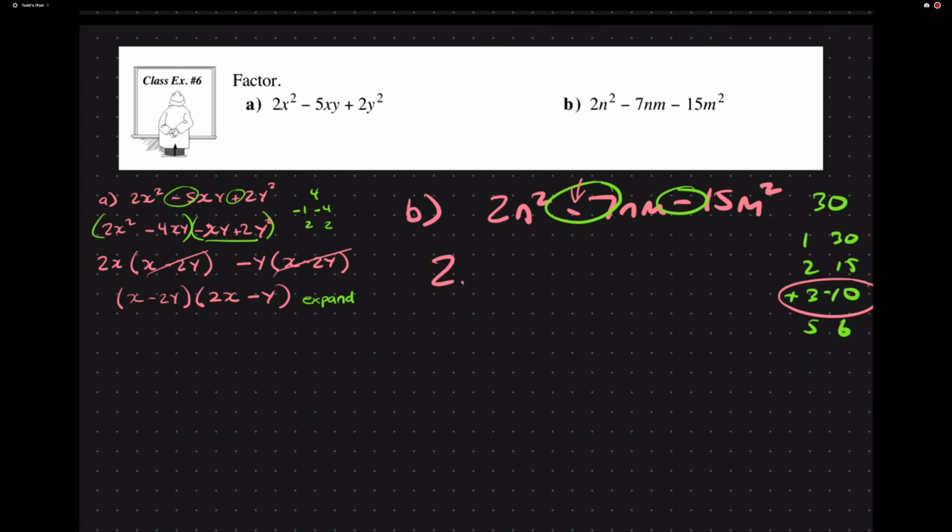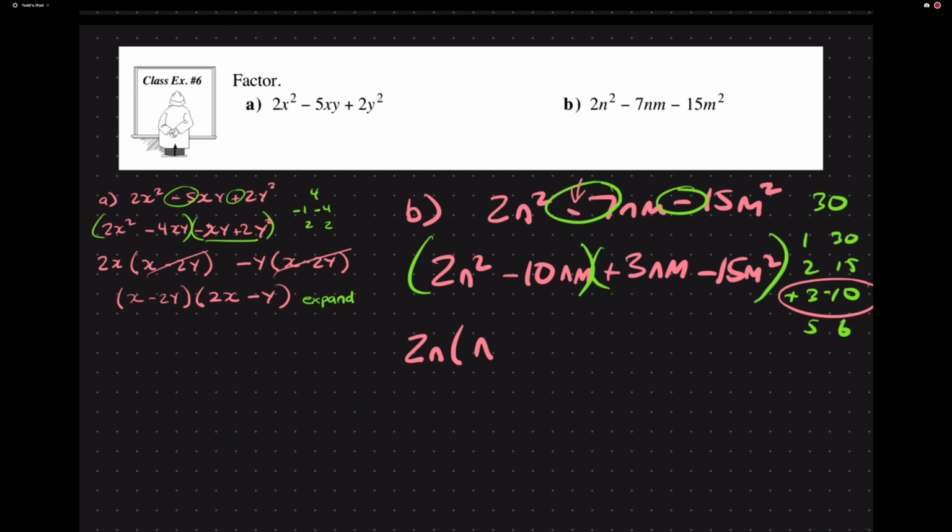Keep the first term, 2n squared. Keep the last term, 15m squared. Break up the middle one. What do I want to do? I'll put the negative 10nm with the first one, and then the positive 3nm with the second one. Split these up and pull something out. So I'm going to pull out a 2n, leaving me with n minus 5m, which means I should have down here an n minus 5m again.